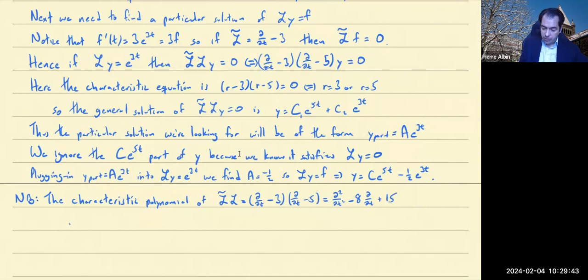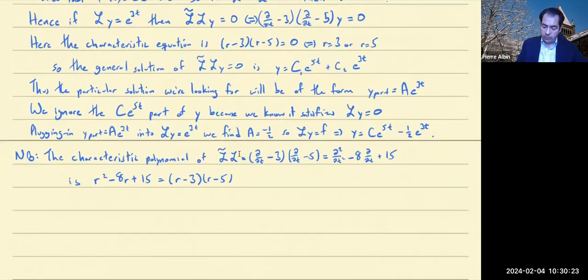And then, okay, the characteristic polynomial of this differential operator is r squared minus 8r plus 15, right, which you can then factor as r minus 3 times r minus 5. Right? So, of course, if you wanted a factored form of the polynomial, then it was making your life more difficult to multiply this out, then take the characteristic polynomial and then factor, right? Because you already had it in factored form. So the thing to notice is that this always works.